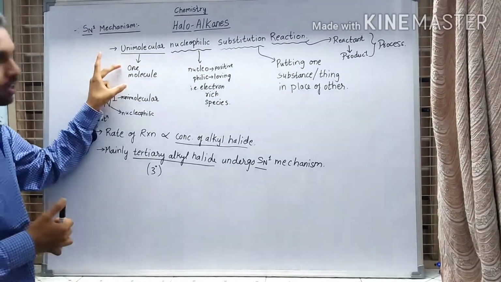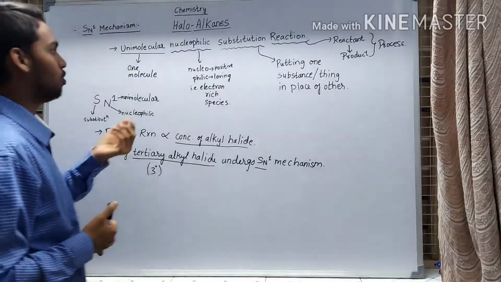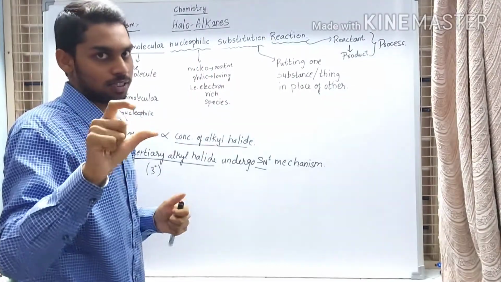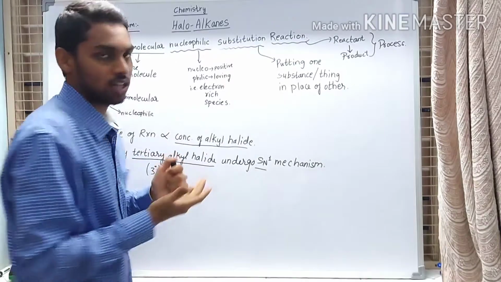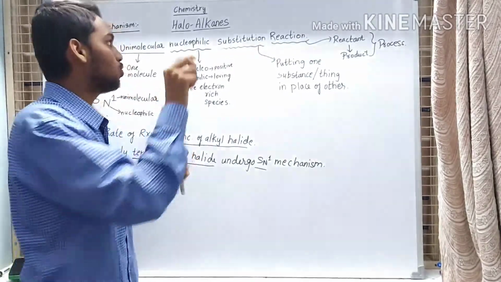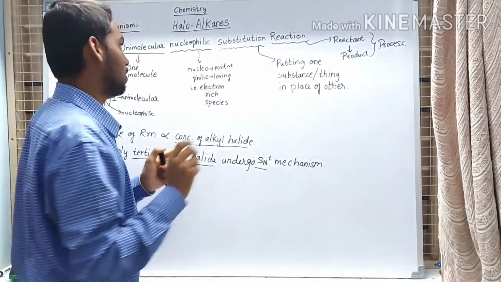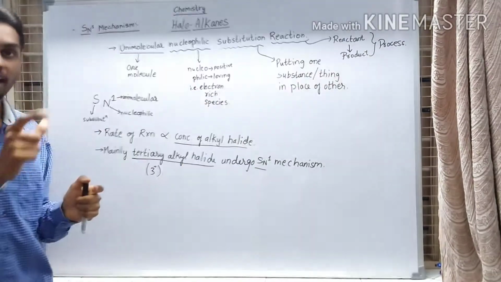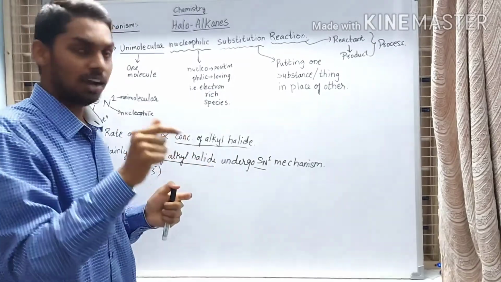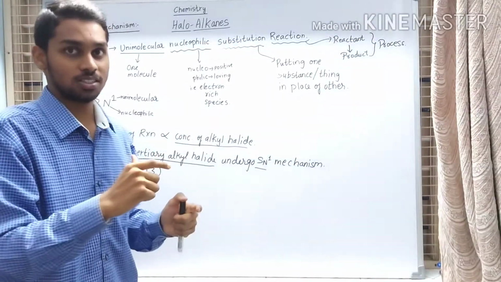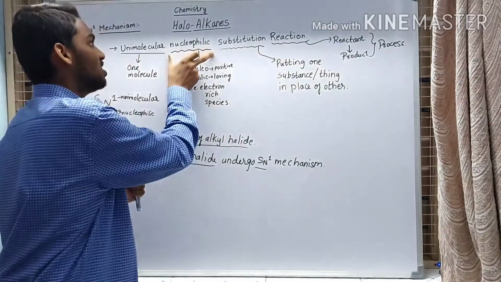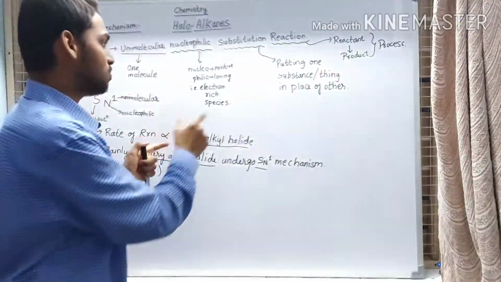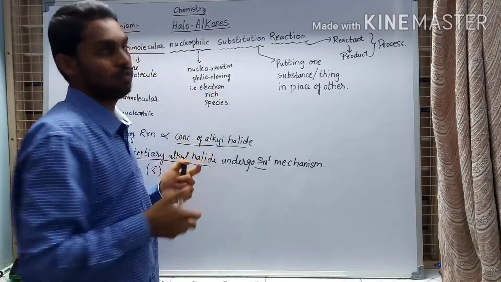Unimolecular means one molecule; uni means one, molecular as usual means molecule. Nucleophilic: nucleo deals with the nucleus, meaning positive charge, so nucleophilic deals with positively charged species. Philic means loving. So those species which are electron rich and looking for the nucleus or positive charge can be termed nucleophiles. Electron rich species are also called nucleophilic species.